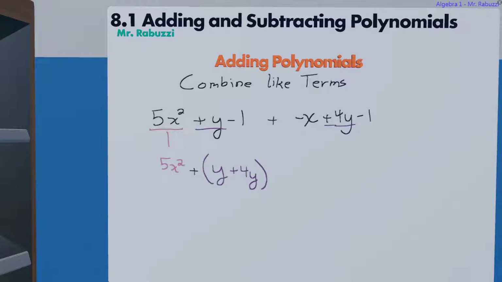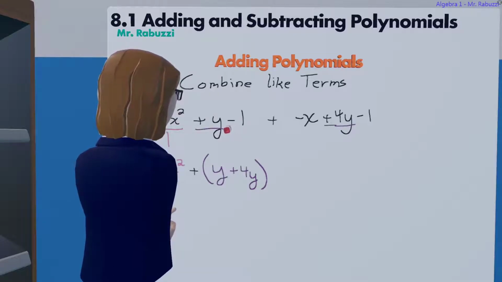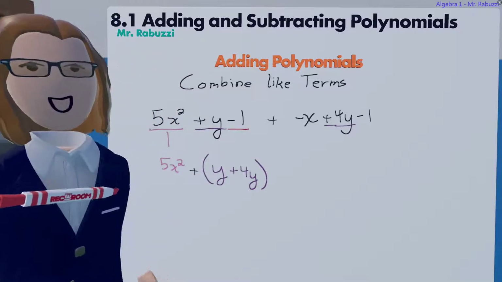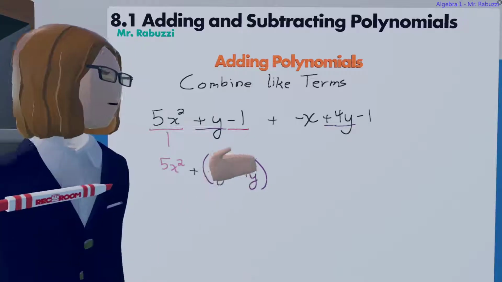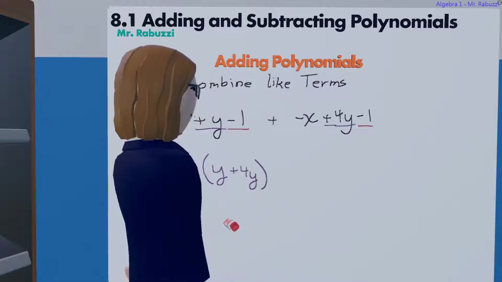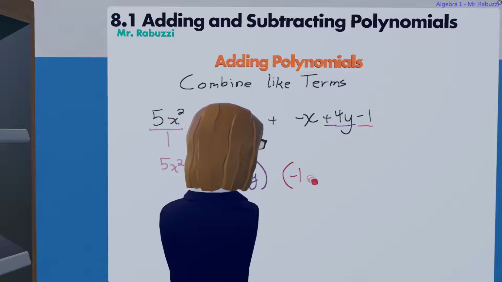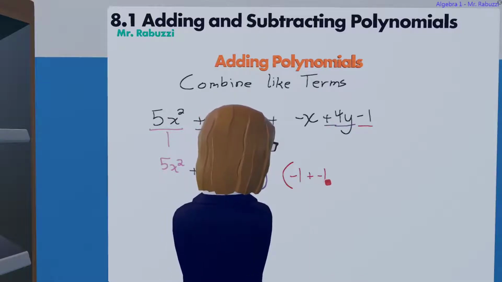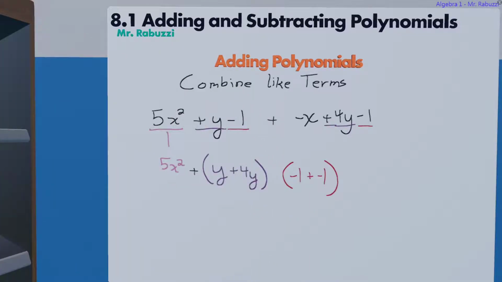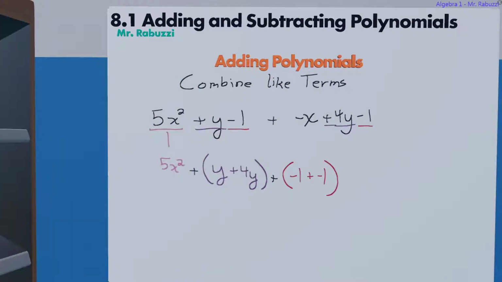All right, another color. -1. Do we have another plain old number? We do. We got another -1. Okay, let's add them up. We got -1 plus -1. Done. Okay, put our plus sign between them just for now. And one more color. Go with dark blue.